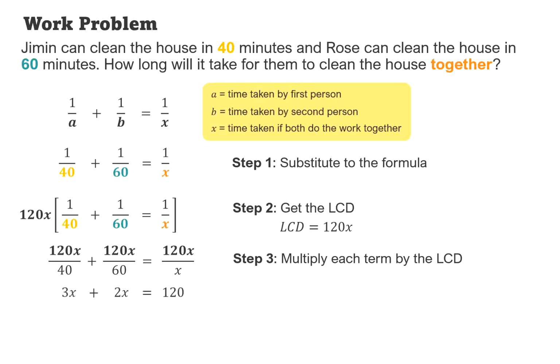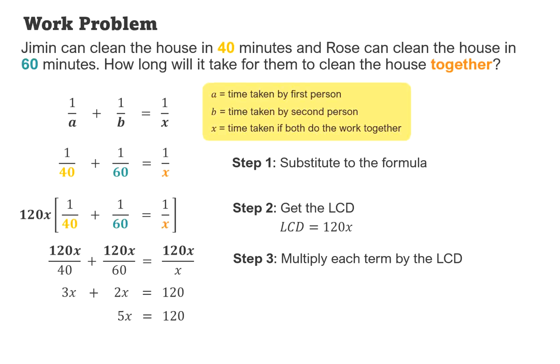So, simplify lang natin. 120 divided by 40, that is 3. Then, copy mo yung x. That is 3x. And then, plus 120 divided by 60, that is equal to 2. Tapos, may matitirang x. Copy mo lang. So, that would give us 2x is equal to 120 divided by 1. That is equal to 120. And then yung x, dahil common sila sa isa't isa, cancel lang natin. So, ang matitira na lang is 120. And then, simplify pa natin lalo. So, 3x plus 2x, that would give us 5x is equal to 120.